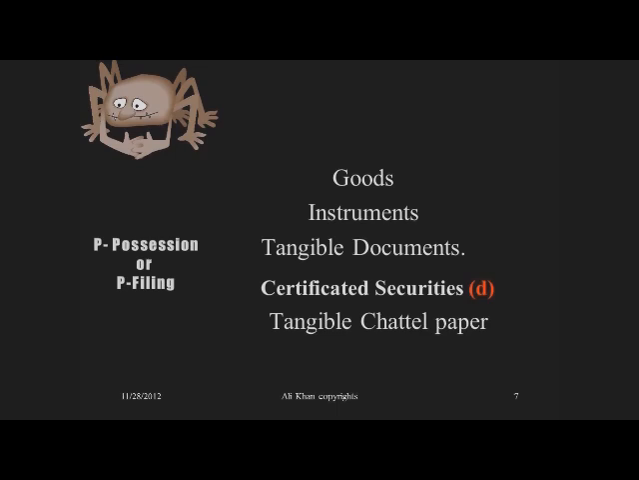If the document is tangible, of course it can be possessed. If it is an electronic document, it can be controlled but not possessed. Then we have certified securities, again, paper securities.